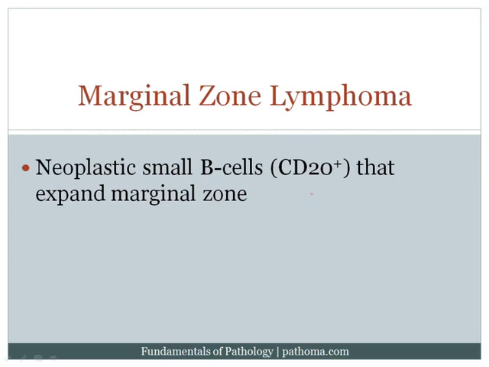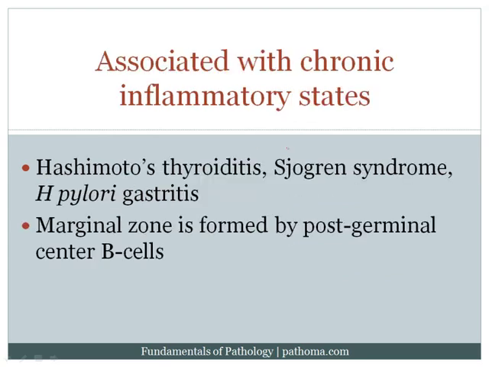Again, it's usually due to neoplastic B cells that are going to be CD20 positive. Important to know that this type of lymphoma is associated with chronic inflammatory states. This kind of goes back a little bit to normal immunology, because remember that most lymph nodes don't have a marginal zone. The marginal zone is actually formed when there is activation of the cells through the germinal center.